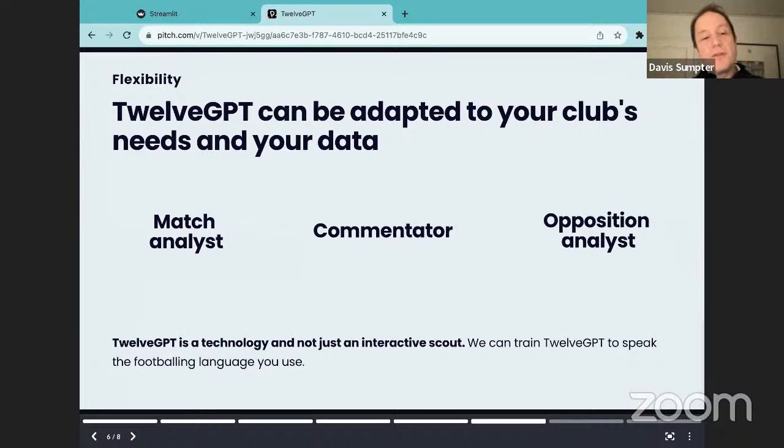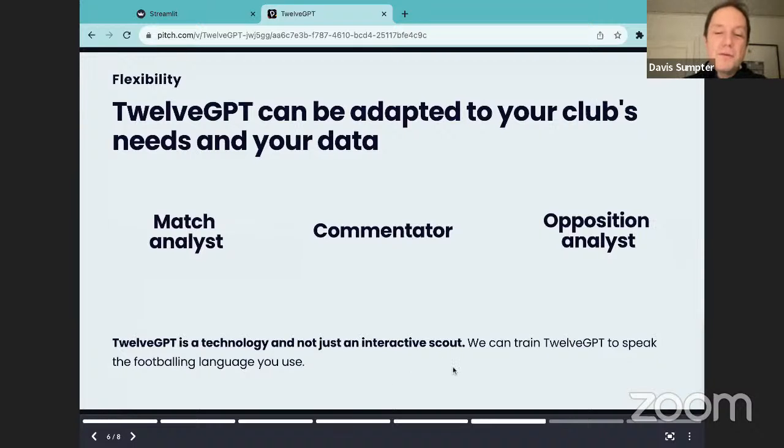And this really helps for the communication within football clubs, because in the end, it's talking to each other that's important in describing how we feel about players. So 12GPT allows us to adapt to the different needs within football clubs and allows them to communicate in words. So it's a technology rather than just an interactive scout that we'll look at tonight.